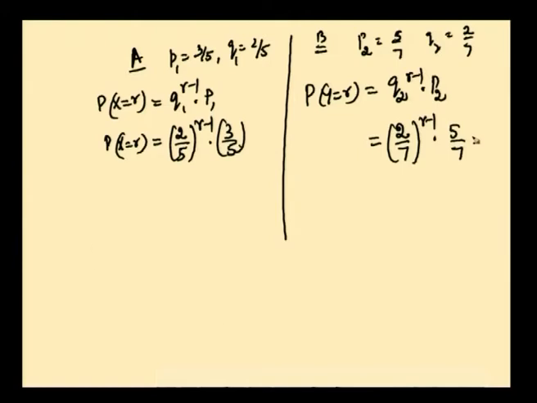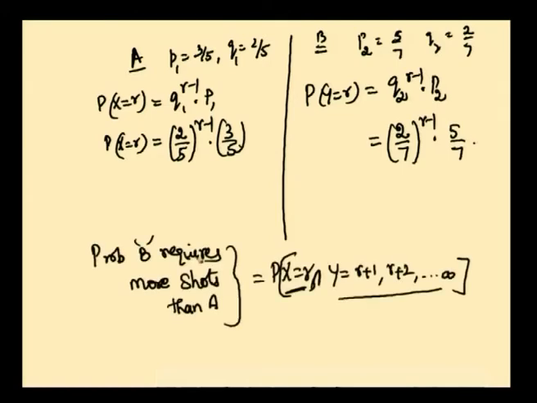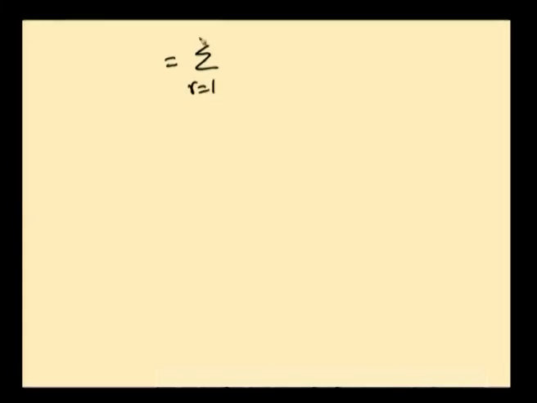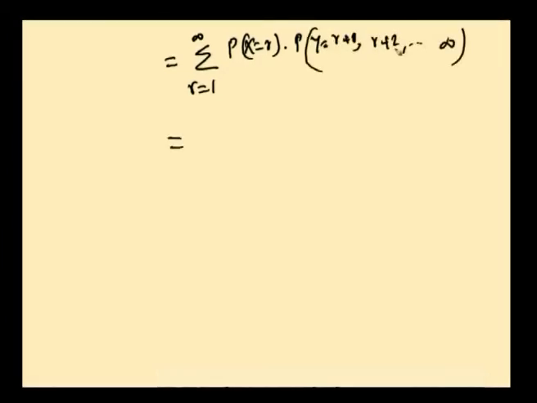How to compare this? For the probability that B requires more shots than A, for example, if A requires r shots, B will require r plus 1, r plus 2 in general. R will range from 1, 2, 3, etc. up to infinity. Writing this, summation r equal to 1 to infinity, P of x equal to r, y equal to r plus 1, r plus 2, etc.